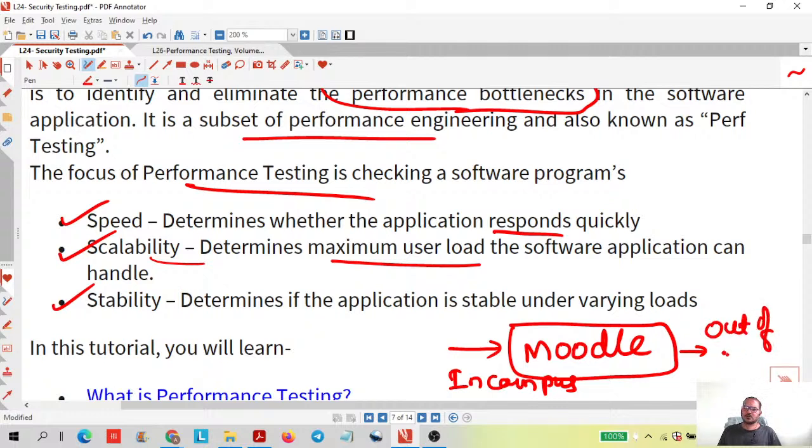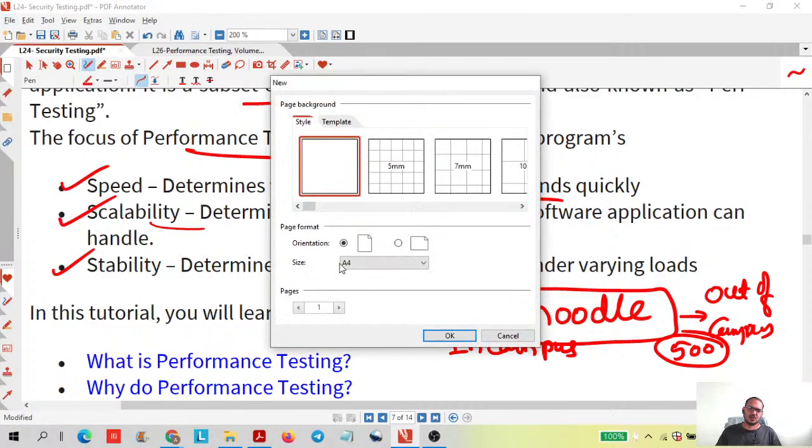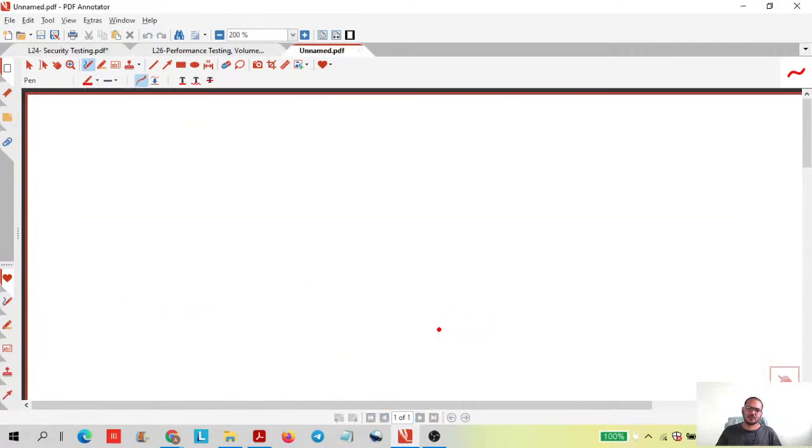So it supports around 500 students. It works fine. At a time, they can work on the Moodle. Earlier, when we used to conduct the mock tests, we used Moodle. Nowadays we are using Google Form.